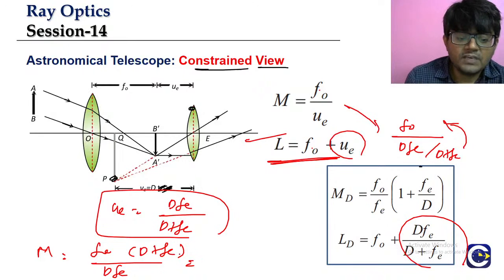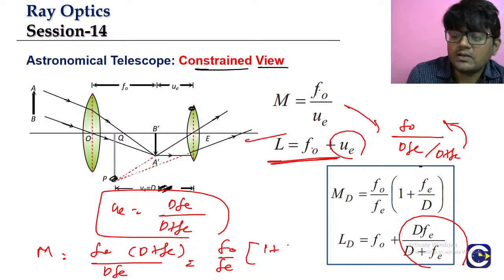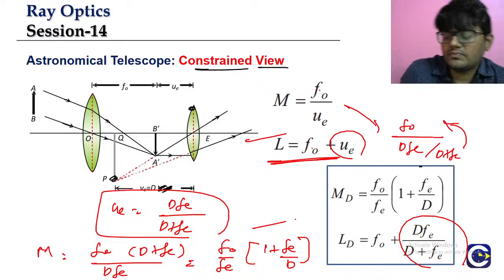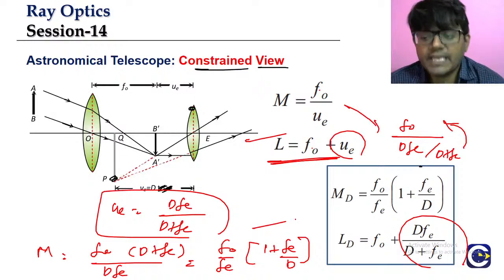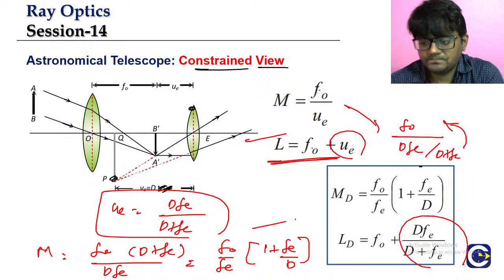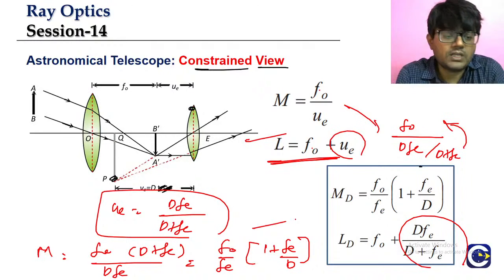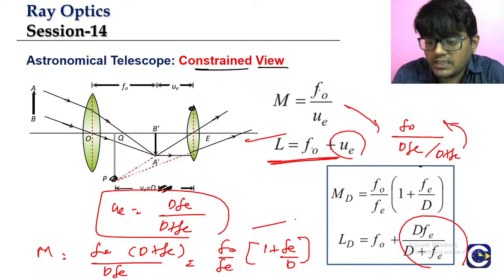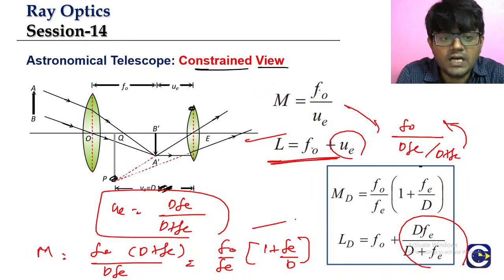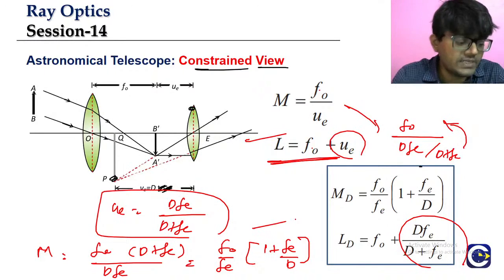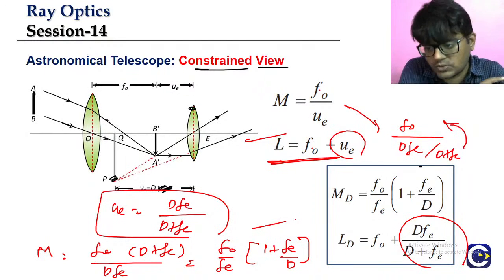If you keep FO by FE outside and take the D inside, what will we get? 1 plus FE by D. So what is the formula? FO by FE into 1 plus FE by D. So this is the magnification. So we have the formula for the magnification and the length of the astronomical telescope in the constrained view. Just like the way we have seen in the case of the compound microscope, we are looking at the results in the case of the astronomical telescope.